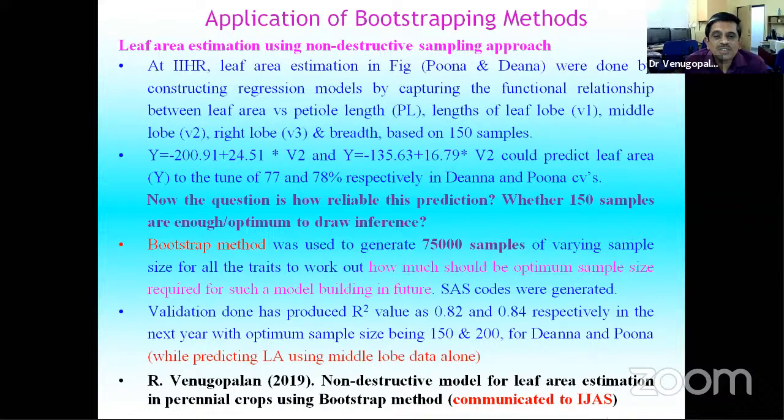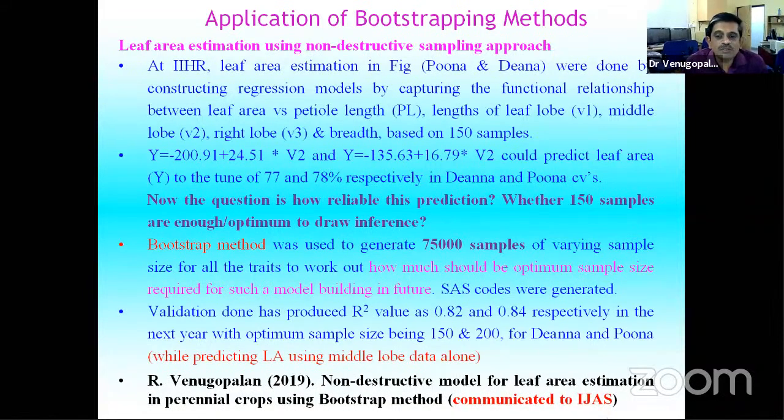Let me start with a first example. We have seen a few slides back this leaf area estimation using non-destructive sampling, using only middle lobe V2 information of 100 samples. We could predict the leaf area using this particular model. Now the question is, how reliable is this prediction? Whether 150 or 100 samples are enough to draw inference? Whether we need to go for recording this particular parameter, V2, of 200 samples, or even 50 itself is sufficient? So for this purpose, we have used a bootstrap method.